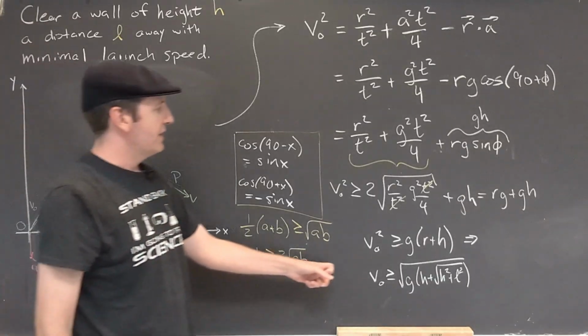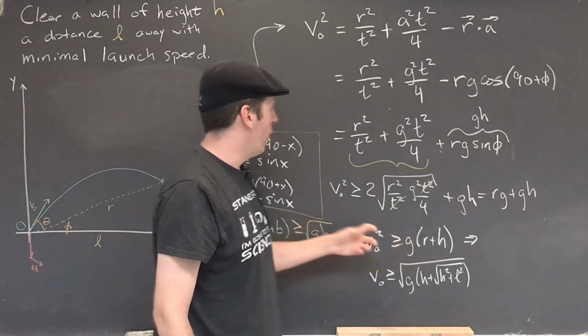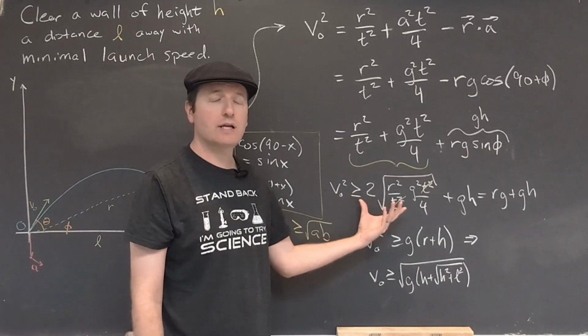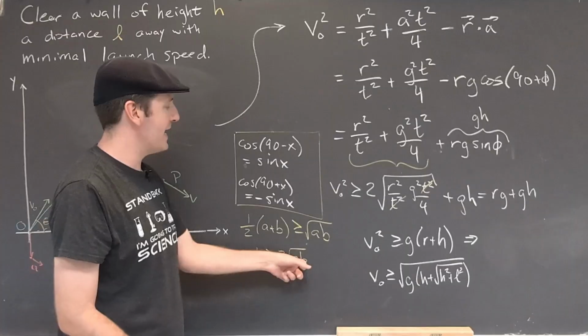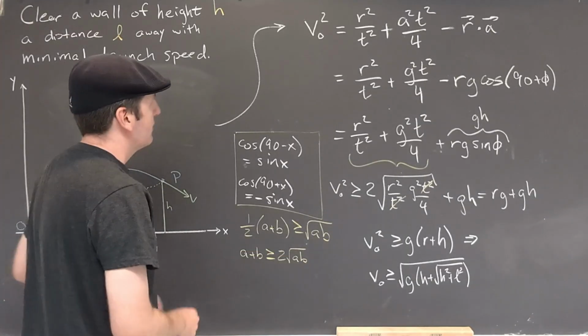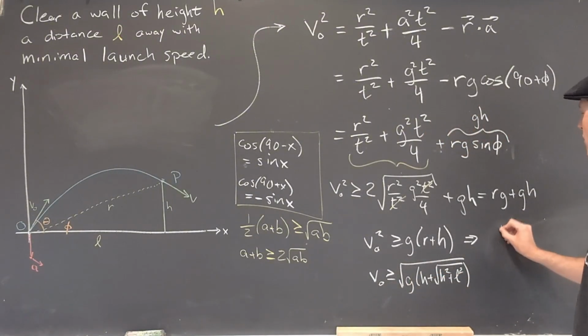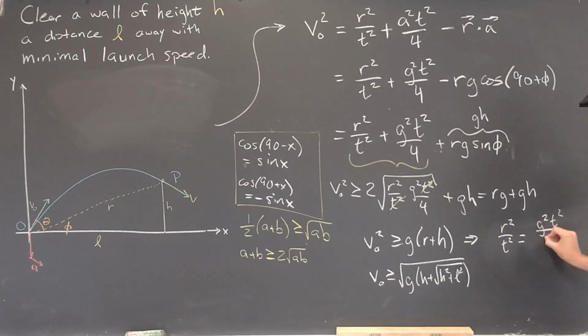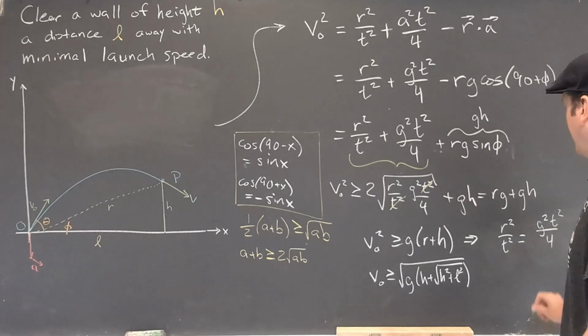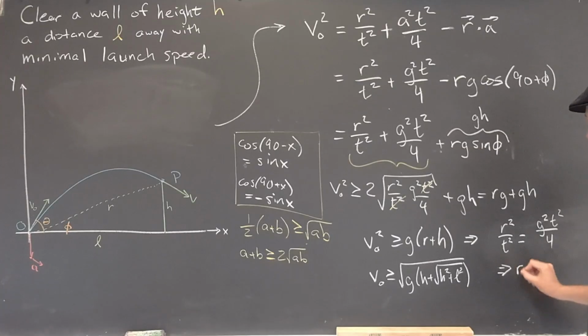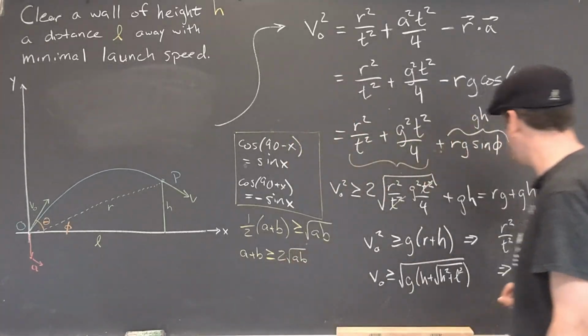And let's notice that when this equality holds, when this inequality is saturated, remember that's the case when A and B are equal to each other. So if we're looking at this minimal condition, this also tells us that r squared over t squared should equal g squared t squared over 4. And if we solve this for r, notice we can multiply by the t squared to get a t to the 4th, take a root, and we get 1/2 gt squared in the condition of minimal speed.